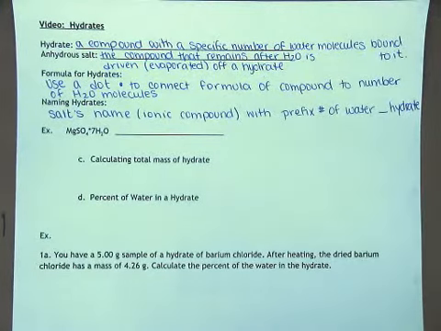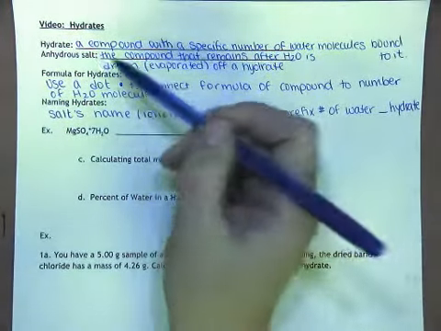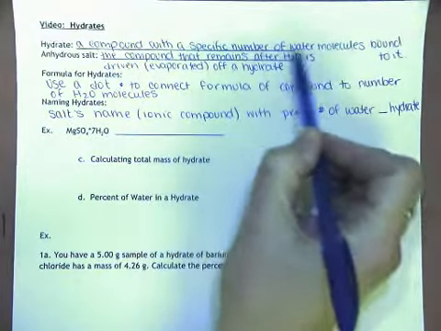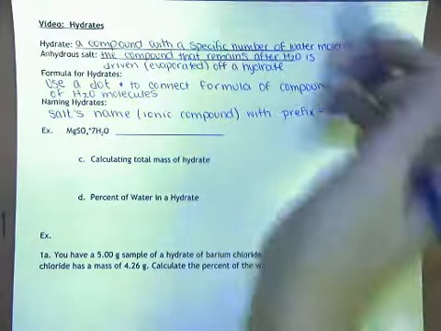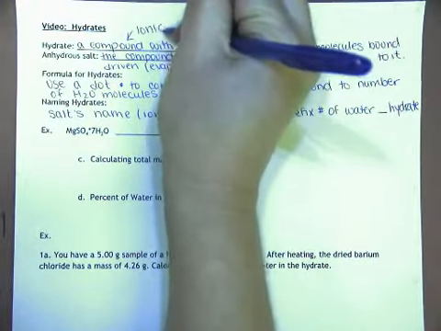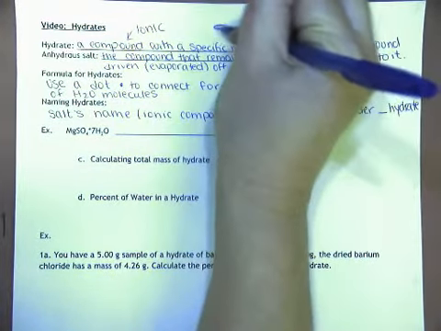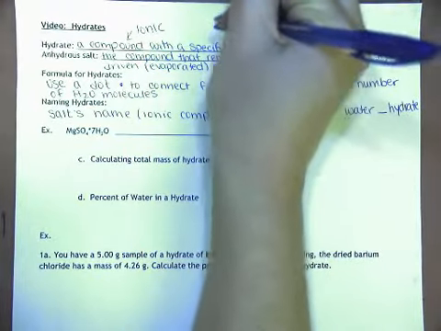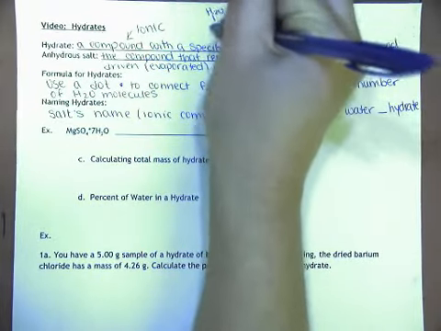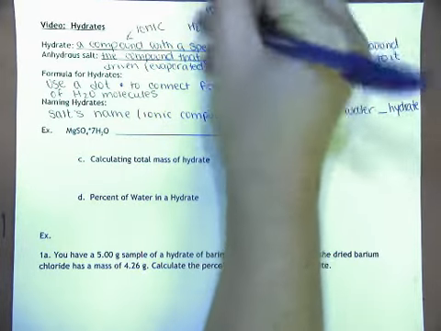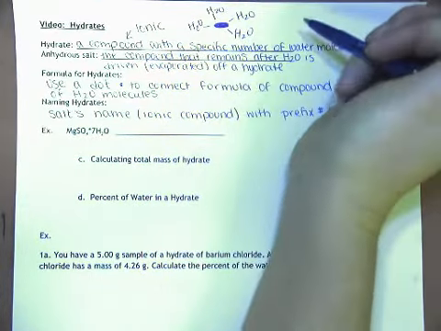This video is on hydrates. So a hydrate is a compound with a specific number of water molecules bound to it. So I have a compound that is ionic. If this is my ionic compound, attached to it are water molecules. It's like it's covered in water molecules, and that all together makes up my hydrate.